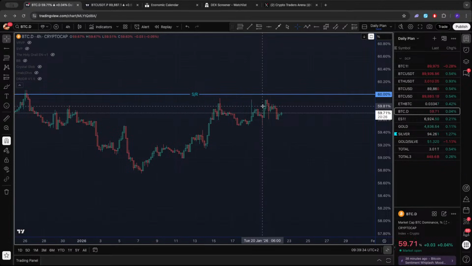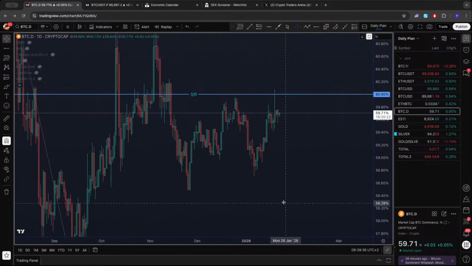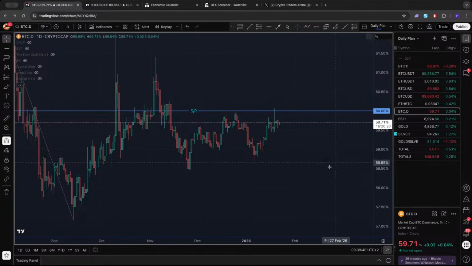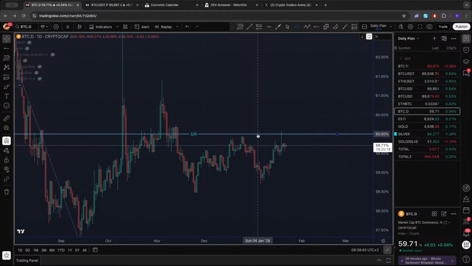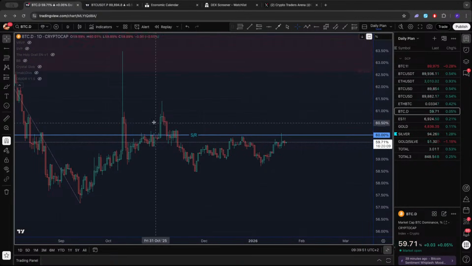So on 4-hour chart, we have an M just slightly below 60%. And on daily, we have this big W. Hopefully, we will not accept above 60% because that will confirm the W and we can push higher. But if we look at the price action in the last weeks, it's just going sideways. It's consolidating, fighting that level.